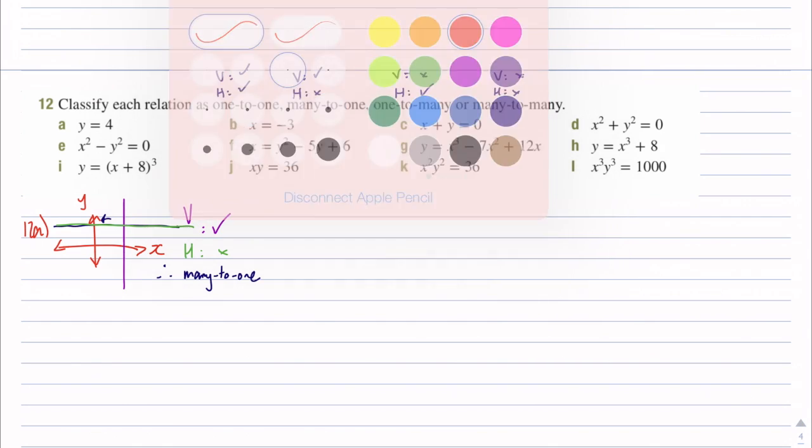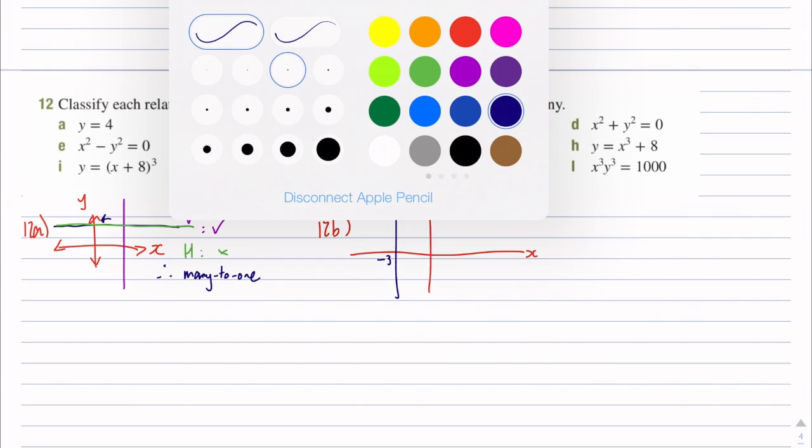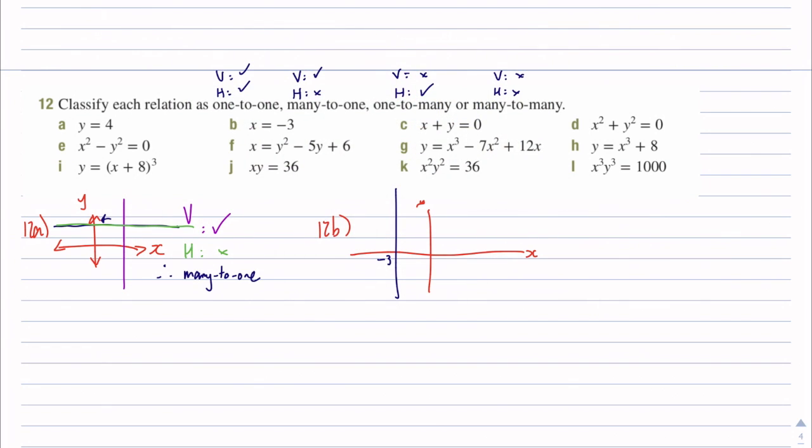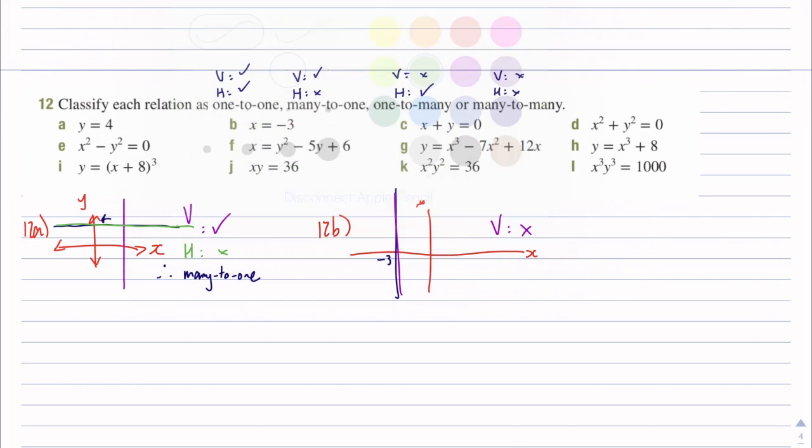Let's have a look at 12b. This one is a line at x equals minus 3. So let's have a look at the vertical line test. If I put my vertical line here, we're fine. But if I put it here, it hits it an infinite amount of times. So the vertical line test fails. What about my horizontal line? It only hits it once, so the horizontal line test passes. Fail, pass, that's one-to-many.